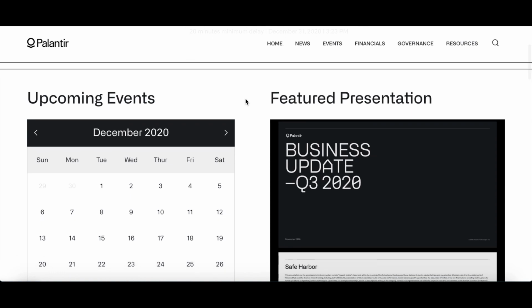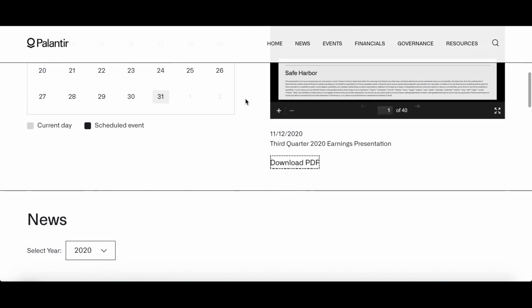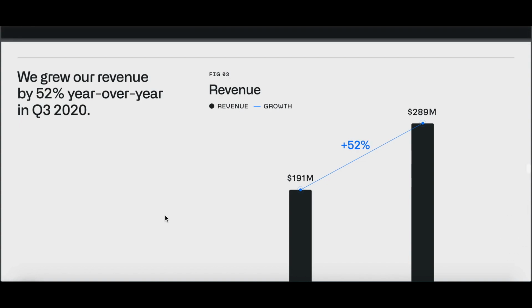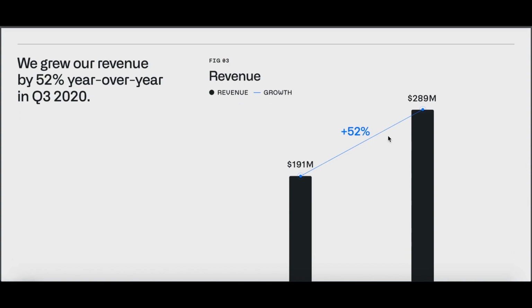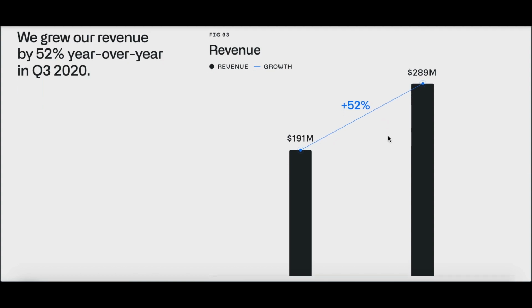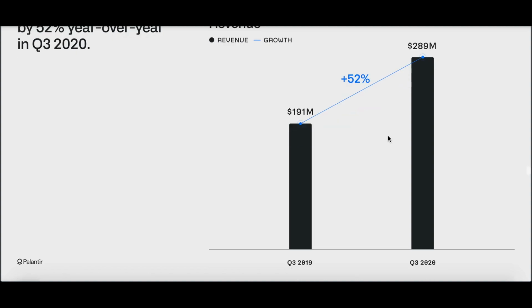Next, we just have a quick look at their earnings report real quick, which they reported on the 12th of November 2020. And here you can see the revenue growth is 50% compared to the previous year, which is quite a lot. That's why many investors are very happy with what they see.